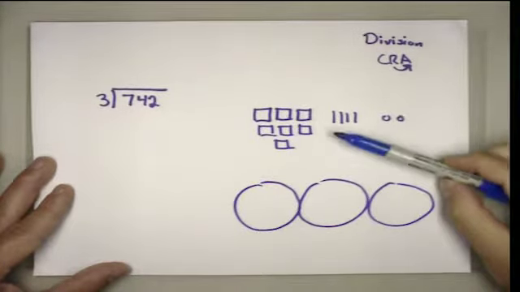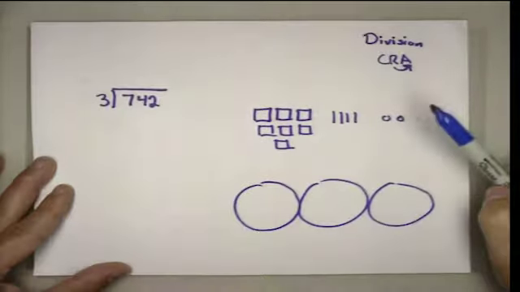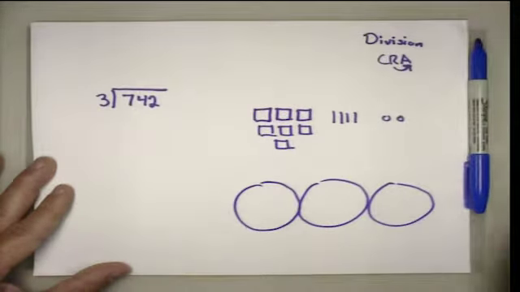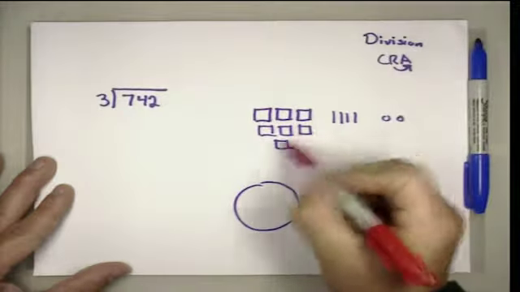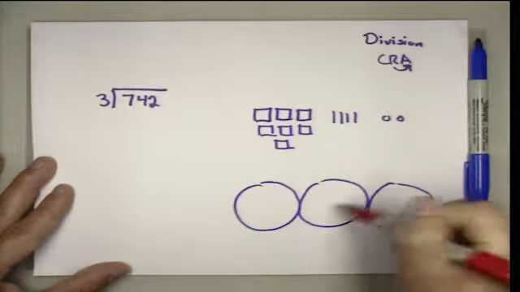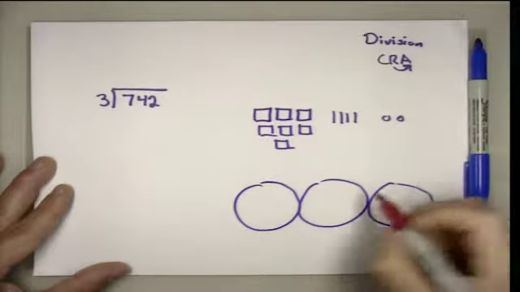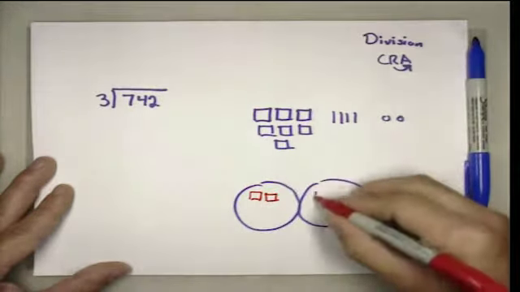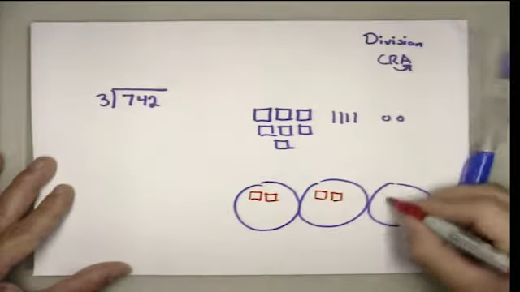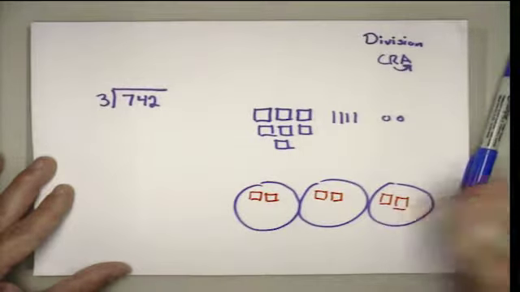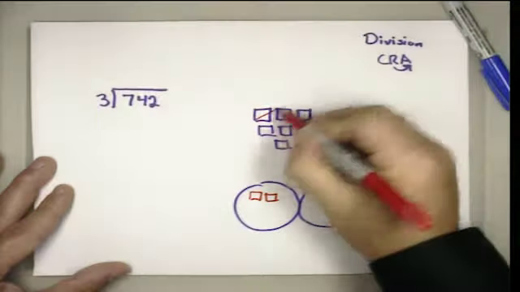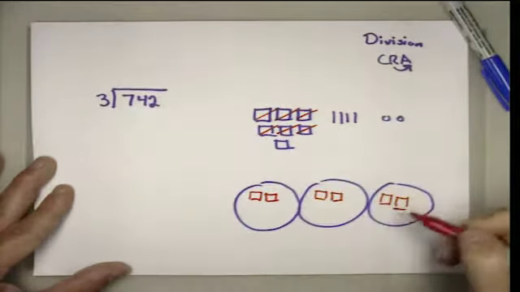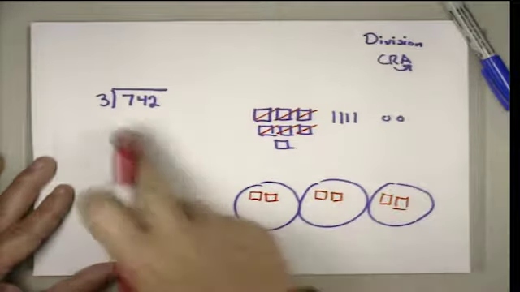And as we work through this, we're also going to work through the algorithm at the same time. So the first thing that we ask ourselves is, well, I've got 7 hundreds, and I want to know how many I can get into each of the three groups. So I can put 2 of those in. And that's going to use up 6 of my hundreds, and I'll have 100 left that I'll have to deal with. What does that look like in our algorithm?